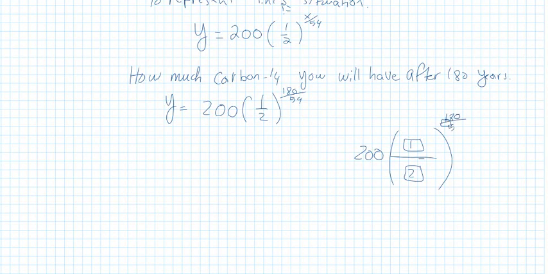I want everyone to enter it in the calculator to make sure that you know how to find it in the calculator. Yeah, 19.8. For those of you who don't have these calculators, you can put 200, bracket, 0.5, to the power of 180 divided by 54, which should be in brackets.